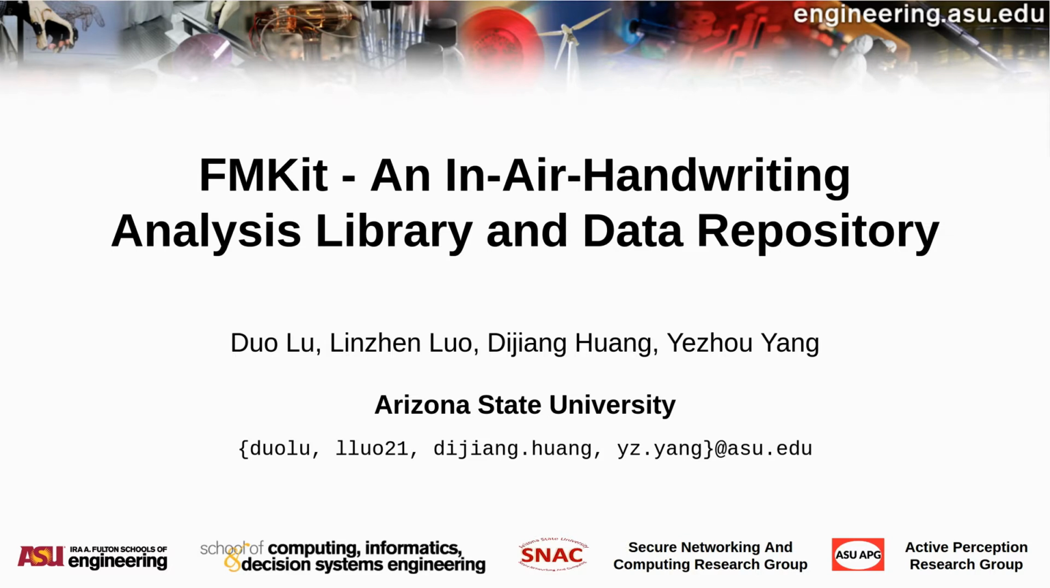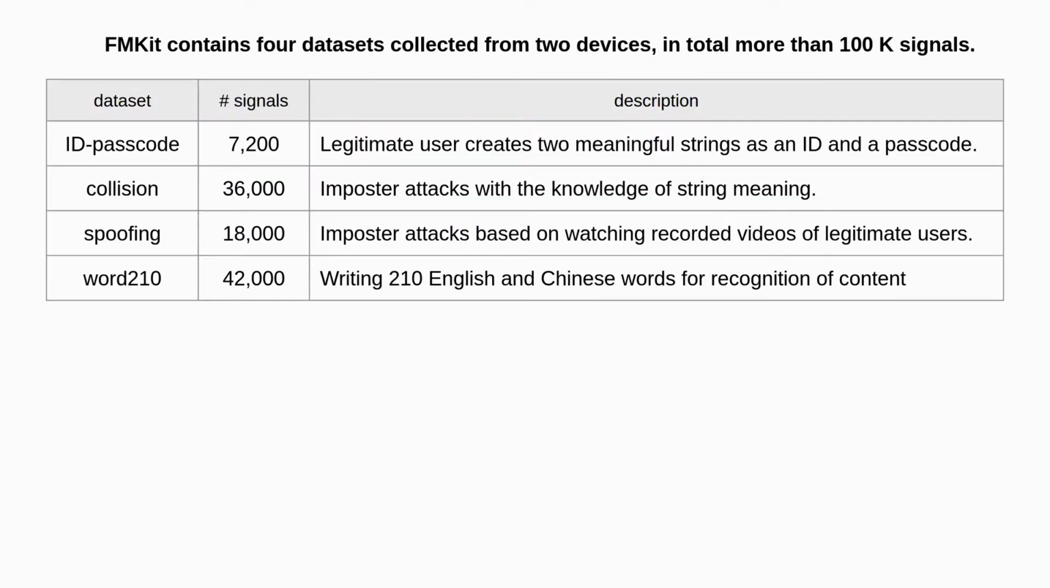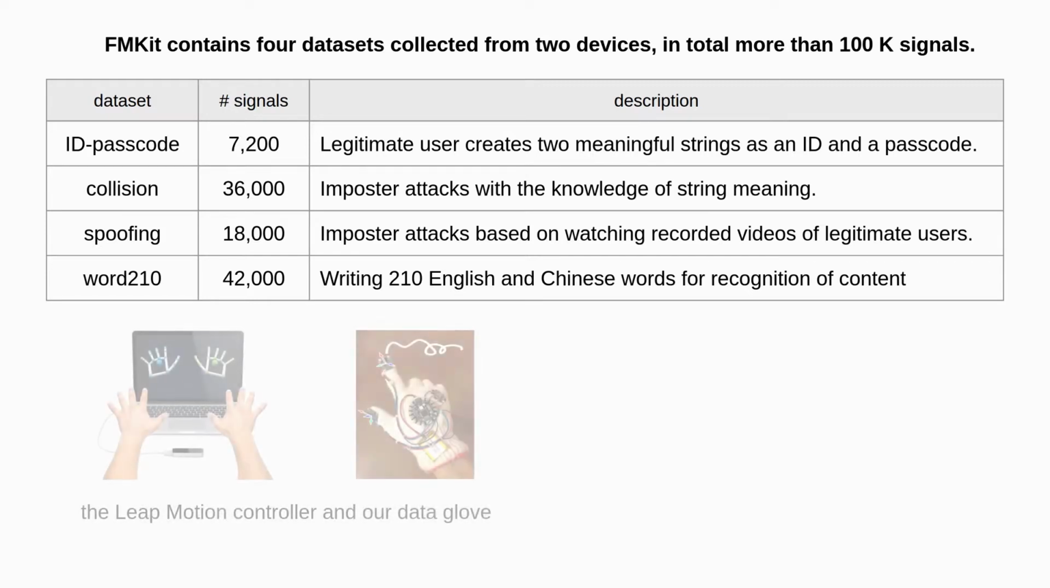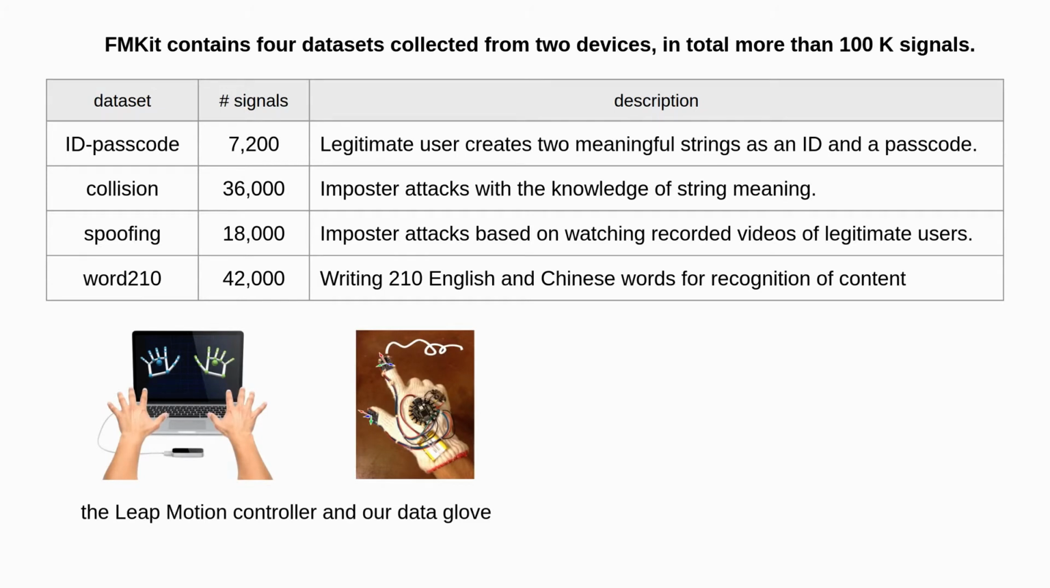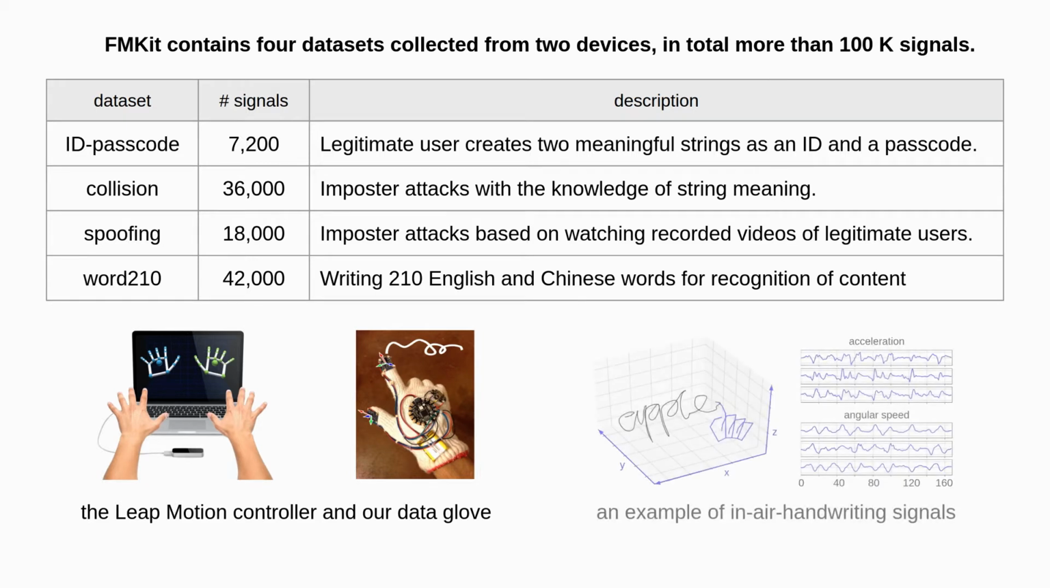In this project, we propose FMKit, an open-source library and open datasets for in-air handwriting analysis. FMKit contains 4 datasets collected from over 200 users using a leap motion controller and a custom-made data glove with inertial measurement units. In total, there are over 100,000 pieces of hand movement signals. An example signal of writing apple is shown here.